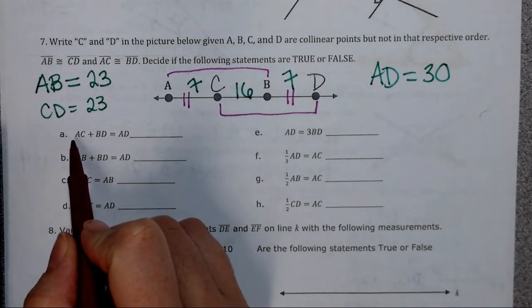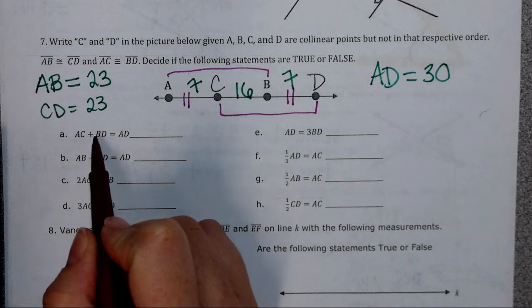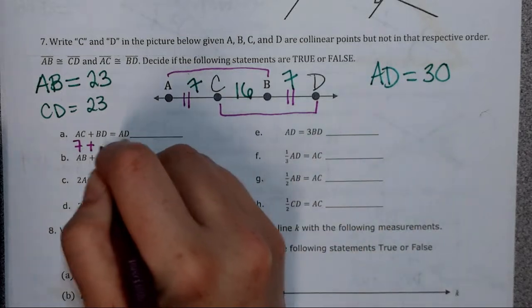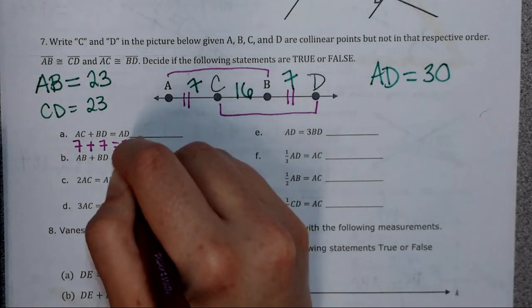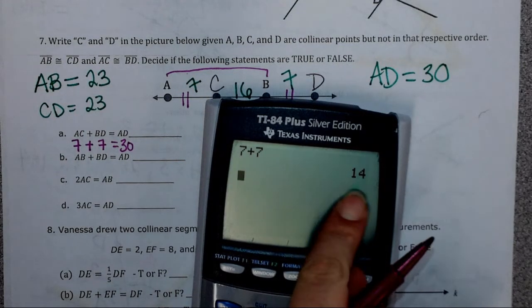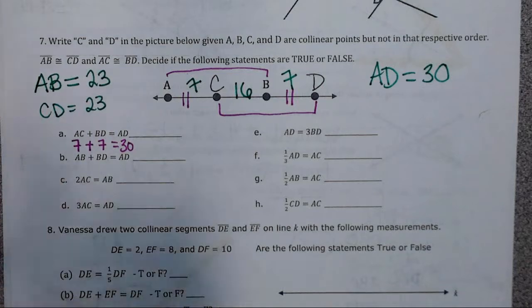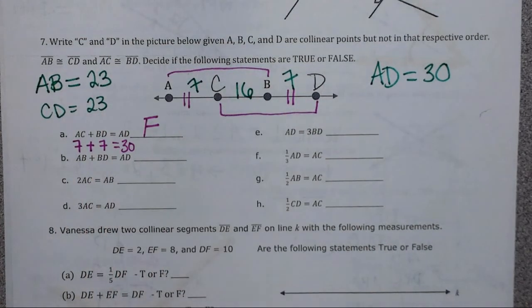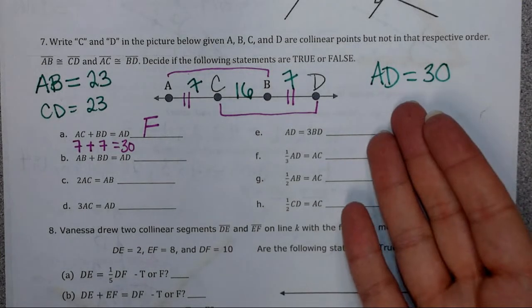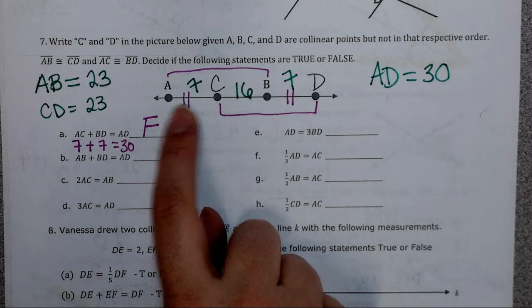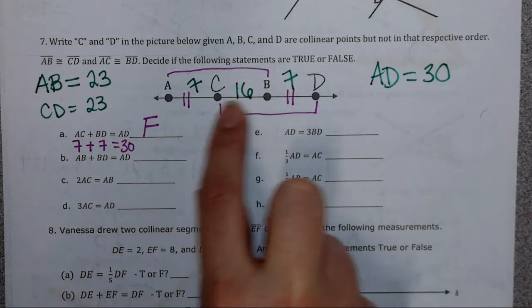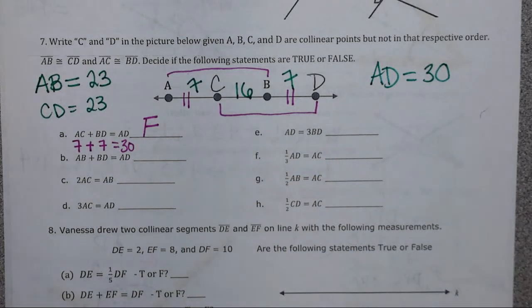So the first one, it says AC plus BD equals AD. So we said that AC is 7, BD is 7, and AD is 30. Well, when you add 7 plus 7, that is not 30, which tells you that this is false. Now visually, if you weren't plugging in fake measurements, you could look and see that AC and BD do not make up the whole line. They're missing this middle piece. So that's another way to figure out this problem.